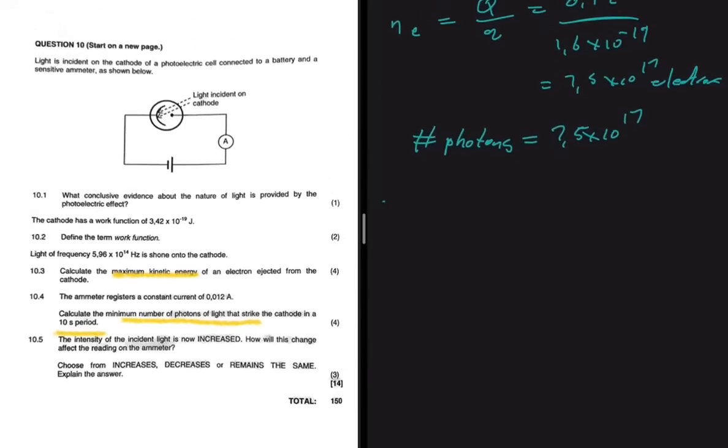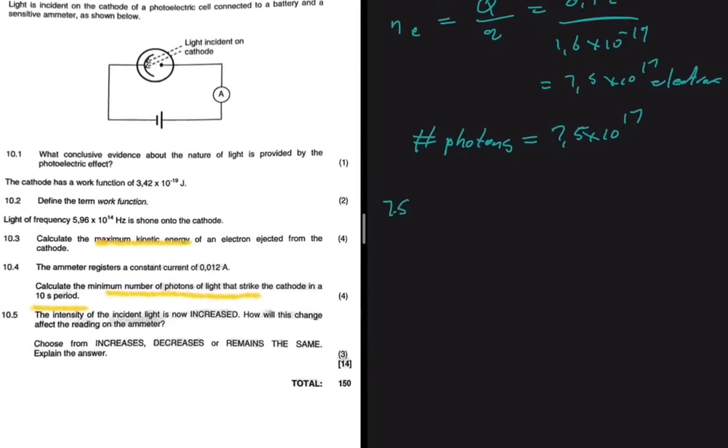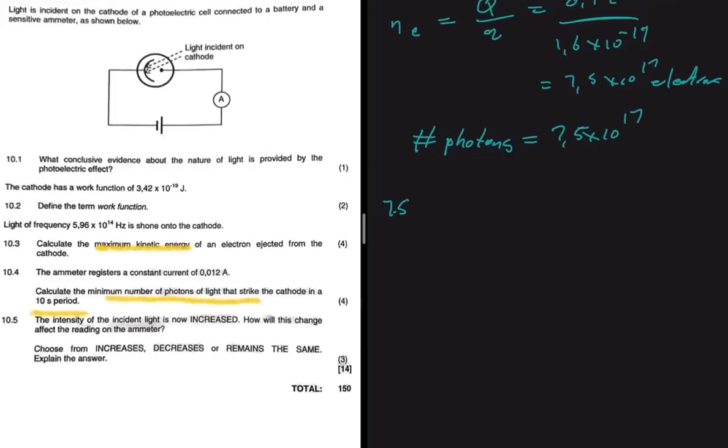The last question, 10.5, is saying that the intensity of the incident light is now increased. How will this change affect the reading on the ammeter? Choose from increase, decrease, or remain the same. Explain the answer. So the reading on the ammeter will increase, right? The reading on the ammeter will increase if we increase the intensity.